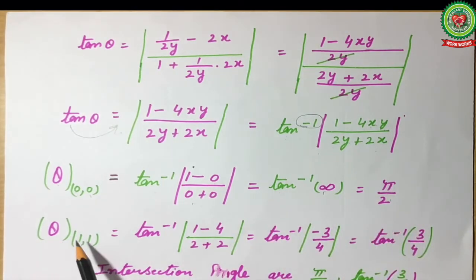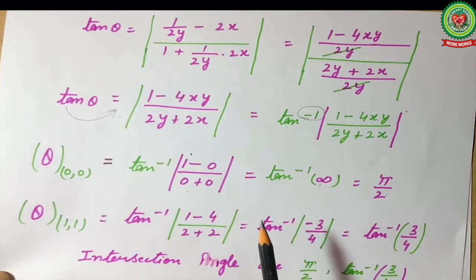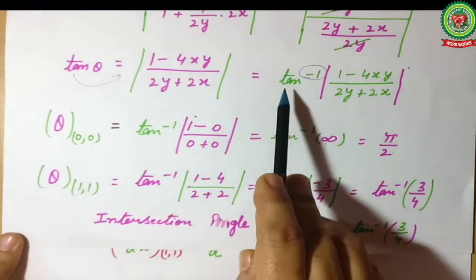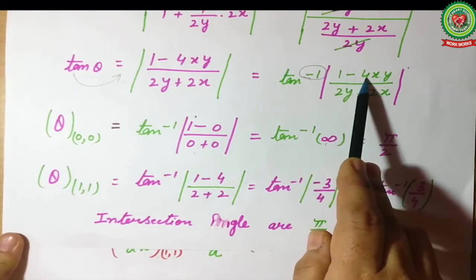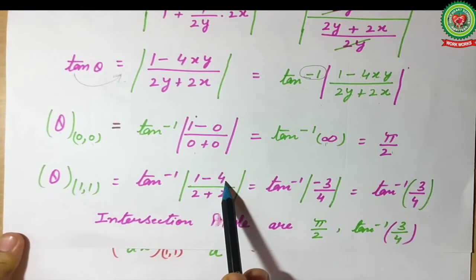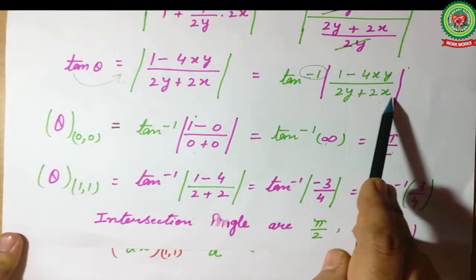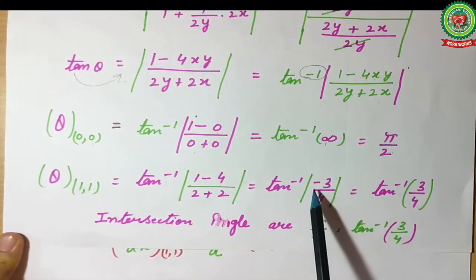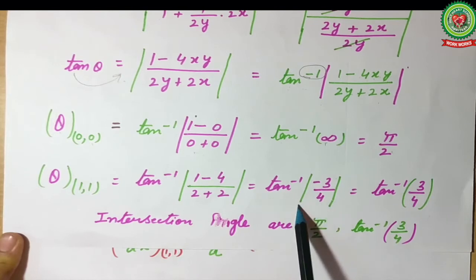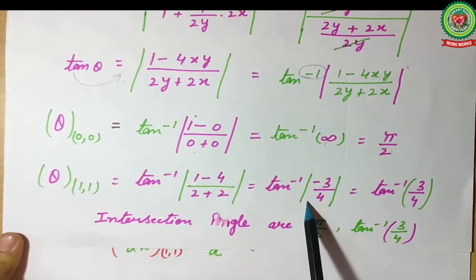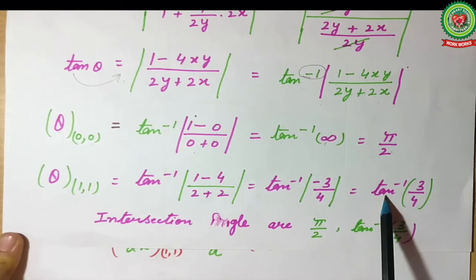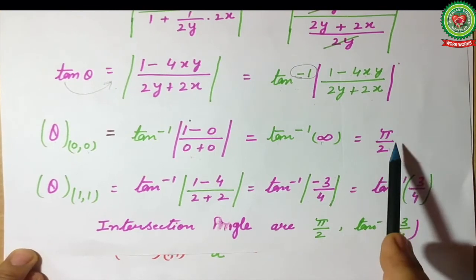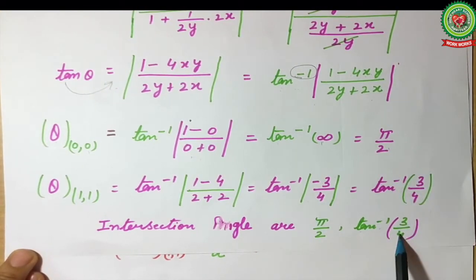Same for the other point. When we put x is equal to 1 and y is equal to 1, we have tan inverse of (1 minus 4 into 1 into 1) upon (2 into 1 plus 2 into 1), which is tan inverse of modulus of minus 3 upon 4. With the modulus sign, we take only the positive sign. That's why it is tan inverse 3 by 4. So the intersection angles are pi by 2 and tan inverse 3 by 4.